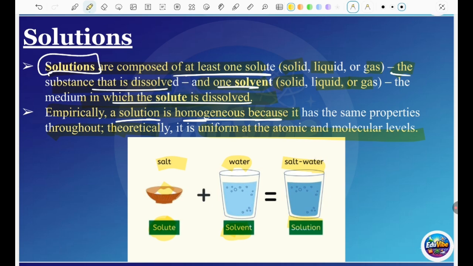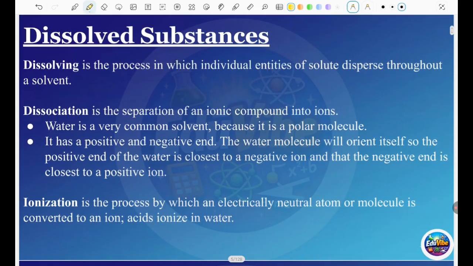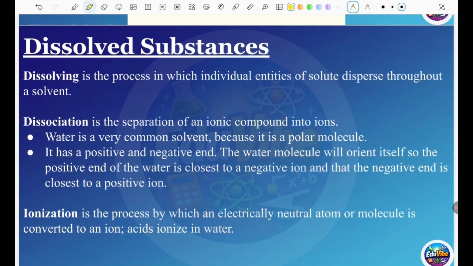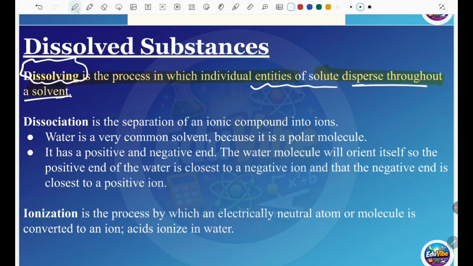So that's all about solutions, how they can be made and what things make them up. Then we have some terms for dissolved substances that need to be known when we dissolve something. Dissolving is the process in which individual entities of the solute disperse throughout the solvent. When the individual entities of the solute are dispersed throughout the solvent, dissolving is happening.